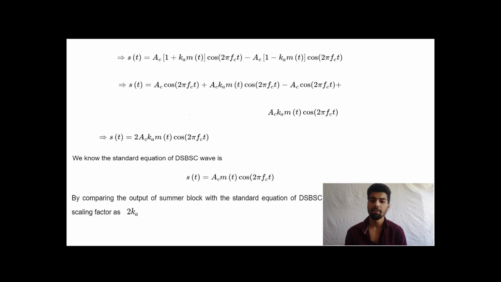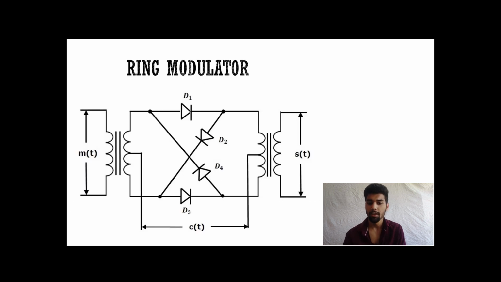Now the other one is the ring modulator. You can see this messy diagram. Here are two transformers connected at input and output. Both are center tap transformers, and there are 4 diodes. 2 of them are connected in a straight pattern and the other 2 are cross linked. We supply the message signal to the first transformer's primary winding, and at the center tap of both transformers we provide the carrier signal.